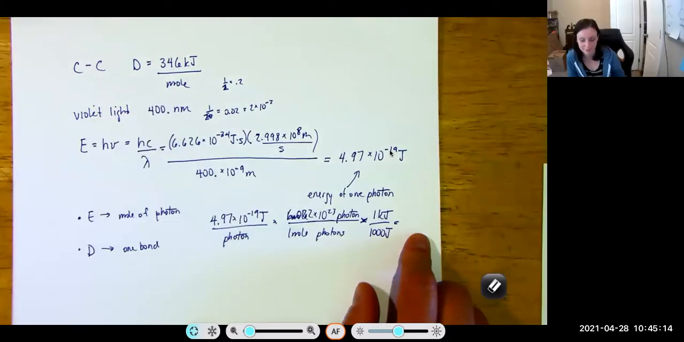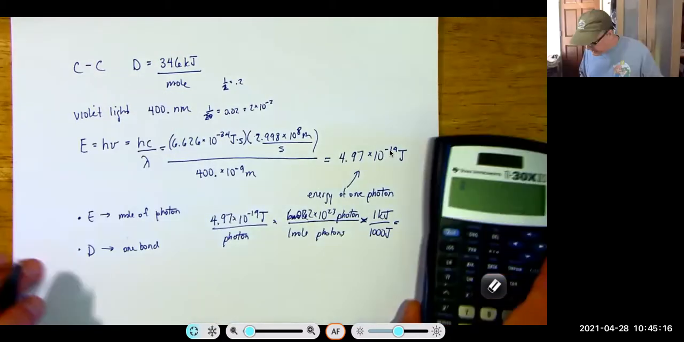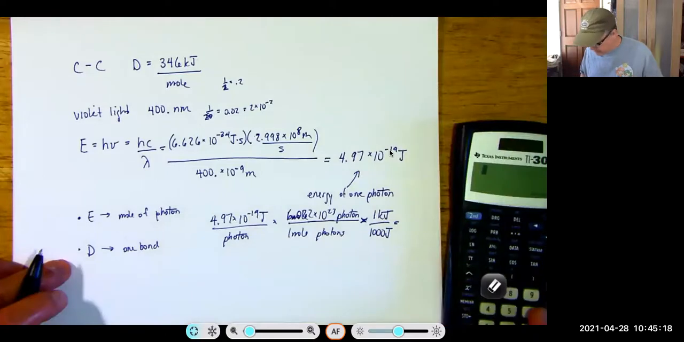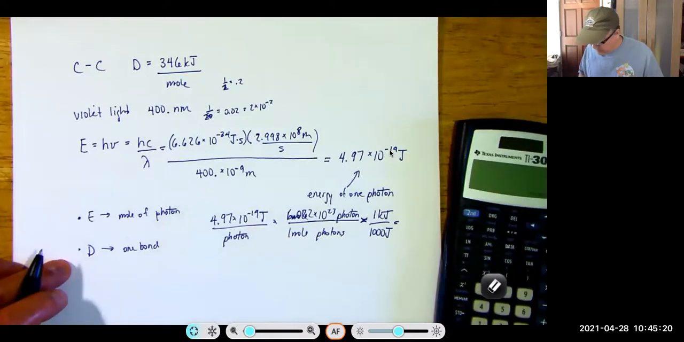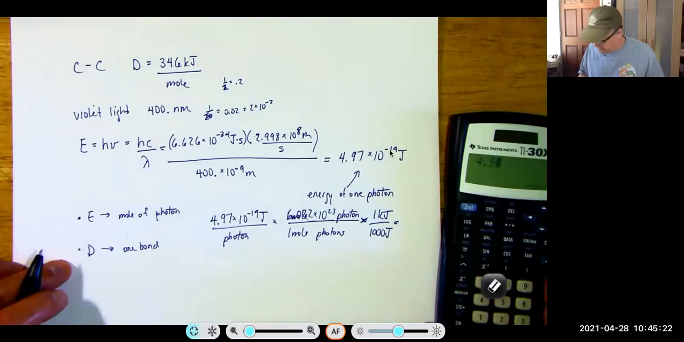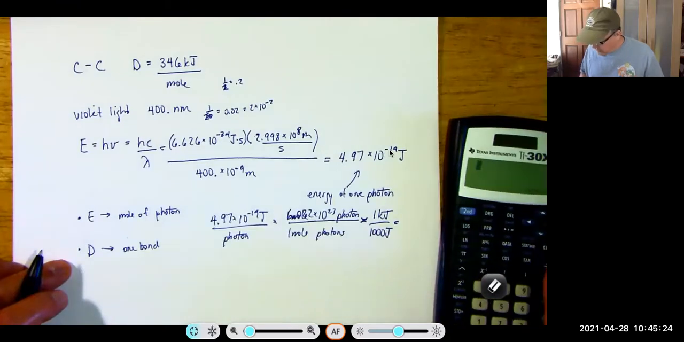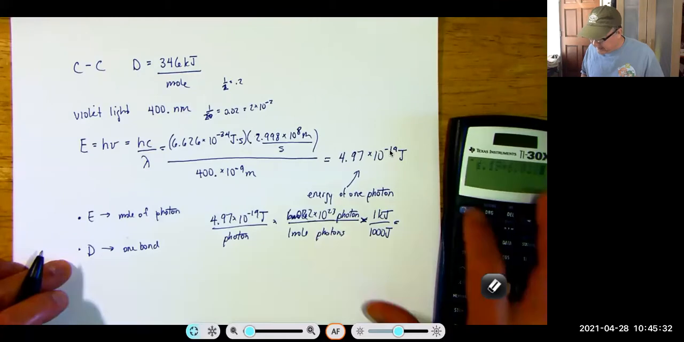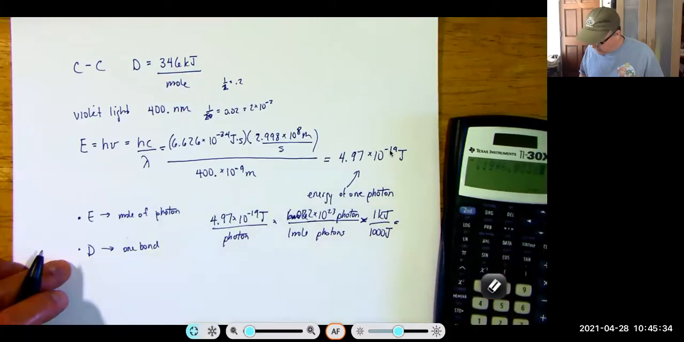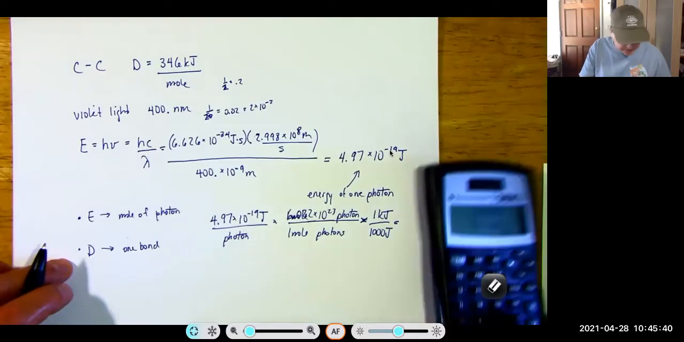Okay, so let's put the numbers in and see what we get. 4.97 EE negative 19 times 6.022 EE 23 divided by 1,000. Oh, I have a syntax error.